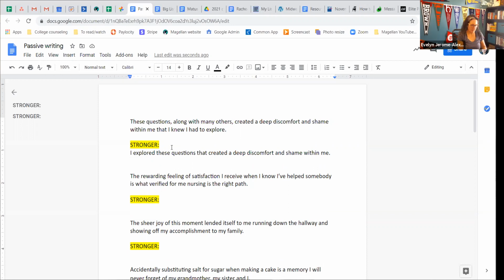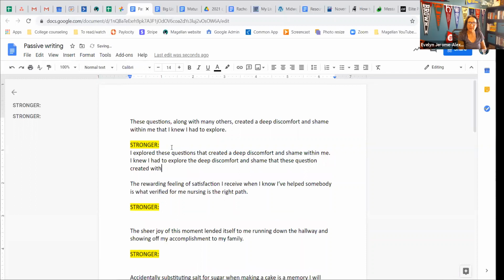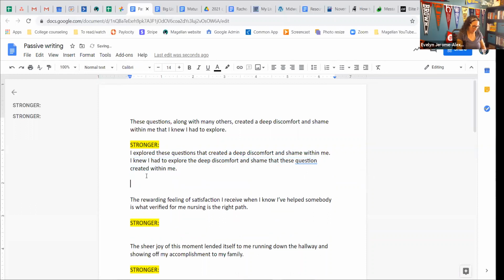Does anyone else have some thoughts on how this could be rewritten using I at the beginning? But I'm literally just moving the words around. I knew I had to explore the deep discomfort and shame that these questions created within me. So when I see passive voice, I don't rewrite the sentence. I literally just move the words around. Okay. All right. Let's try another one.